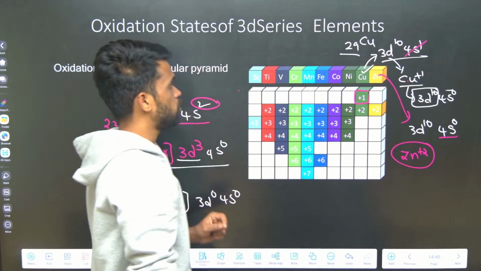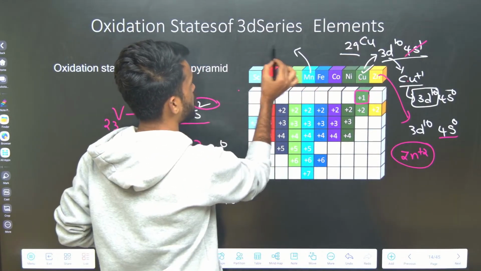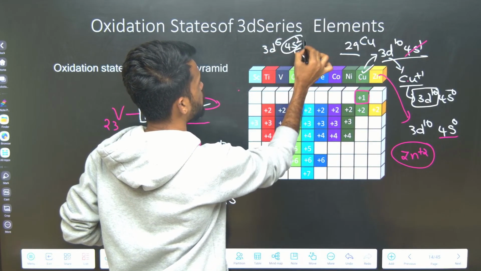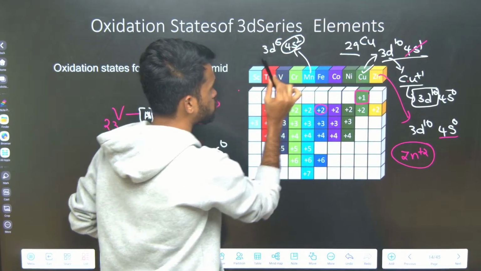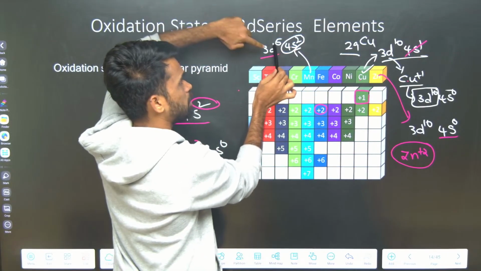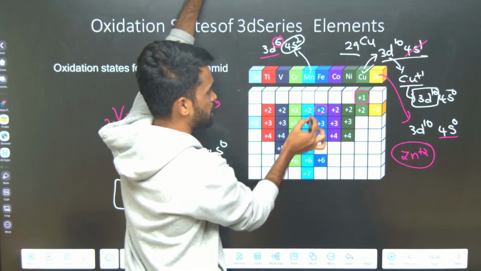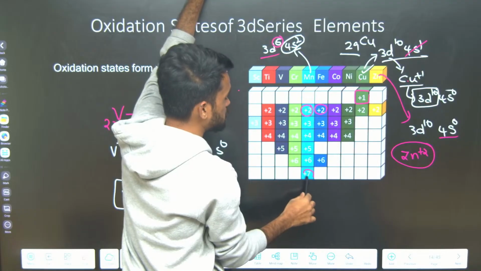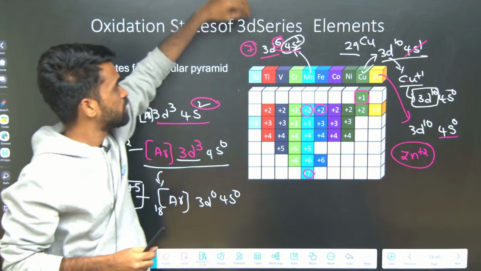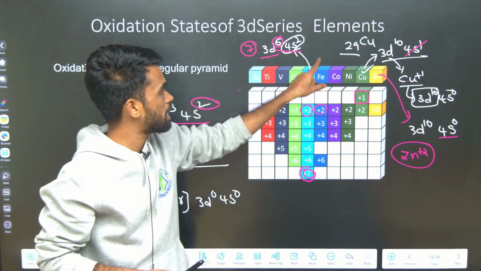When it comes to manganese, what is the electronic configuration of manganese? You can have 3d5 4s2. You can remove these 2 electrons from manganese and exhibit +2 with a d5 half filled electronic configuration, or you can remove the d orbital electrons also. So it can exhibit from +2 up to +7. The total number of electrons in the valency of manganese is 7, so we can remove all the 7 electrons. So the maximum oxidation state shown by manganese is +7.